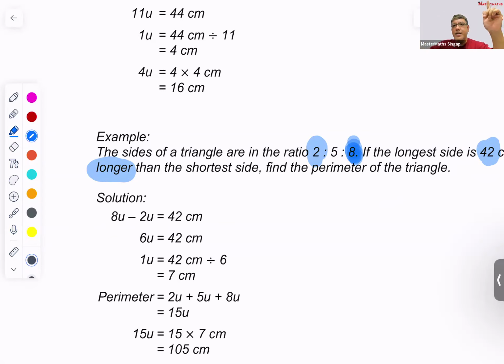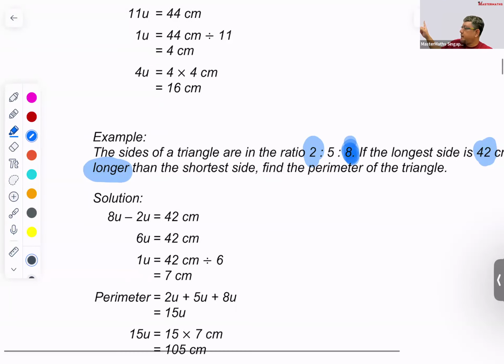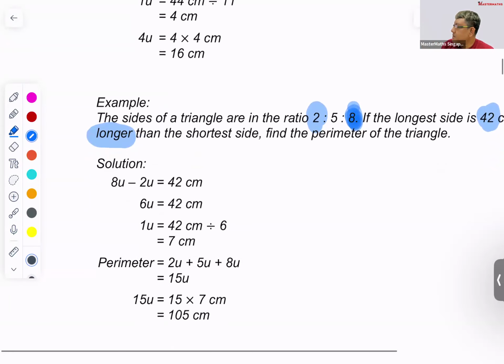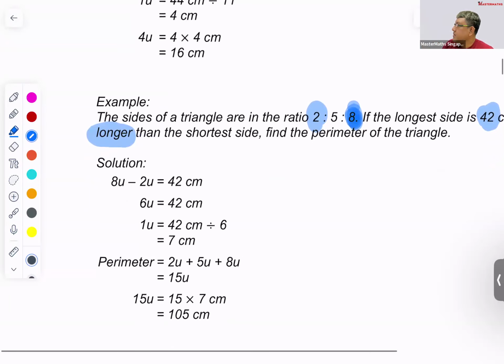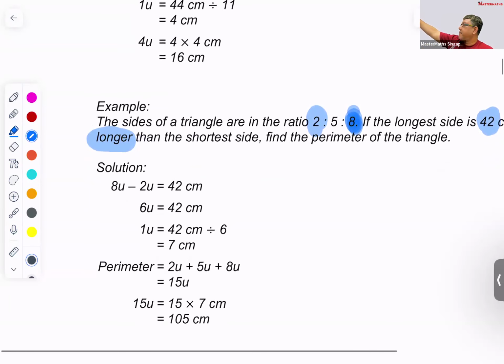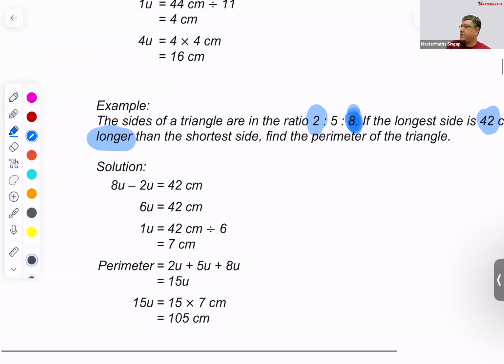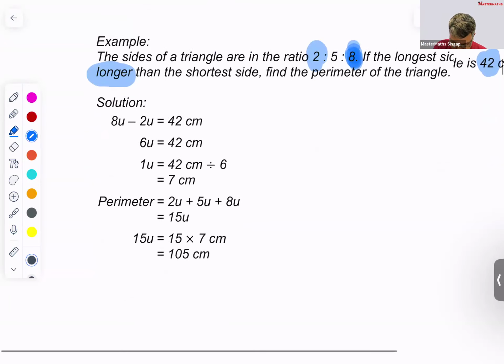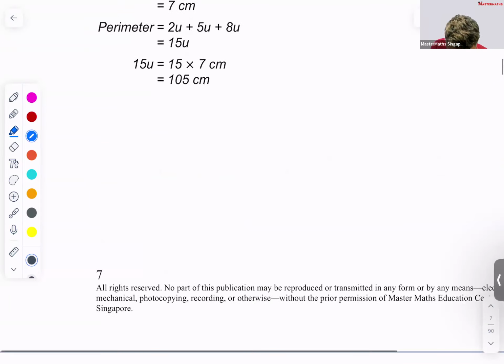The longest is 8 units. The shortest is 2 units. What's their difference? 6 units. So 6 units is 42 cm. 1 unit is 7 cm. I'm supposed to find the perimeter, which is the total of all the units. 2 plus 5 plus 8 is 15 units. Therefore, 15 times 7 is 105 cm.